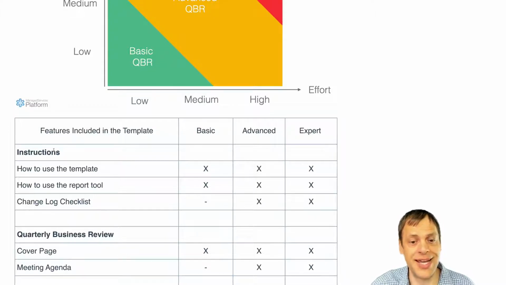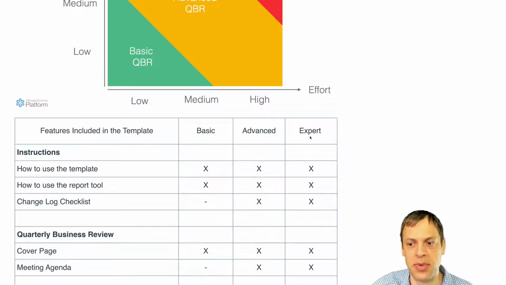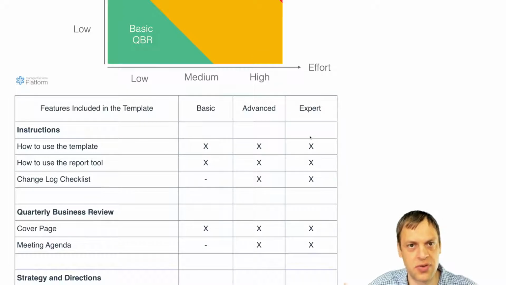So basically all of them have instructions. In the basic, we don't have a change log because we don't think it's going to change a ton. But if you have advanced and expert, you are going to change the template with your processes later, and it's good to have a little log where you're able to let yourself or the team know what has been changed. But this instruction is basically just the backend for you.